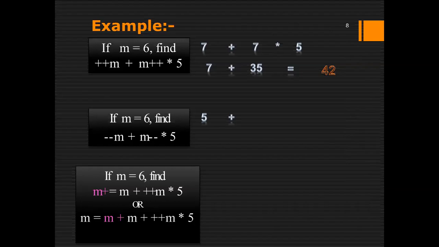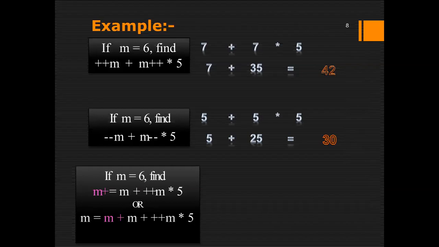Next, m-- here means use and then change. So we are going to use here the value of m as 5, because the value of m has already been changed to 5 earlier, followed by the multiplication operator and 5. Now again, multiplication has higher priority over addition. So our value will be 5 plus 5 into 5, which is 25. So our final answer will be 25 plus 5, which is equal to 30.